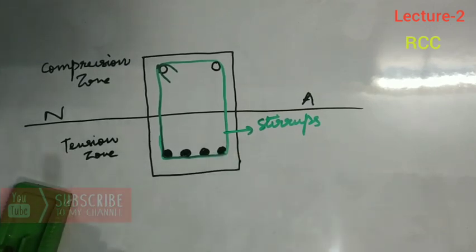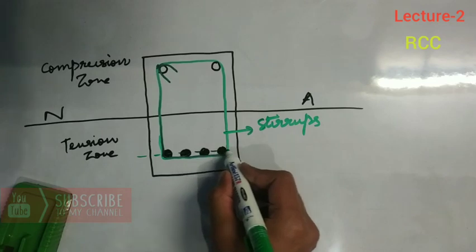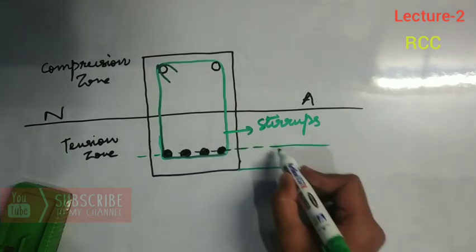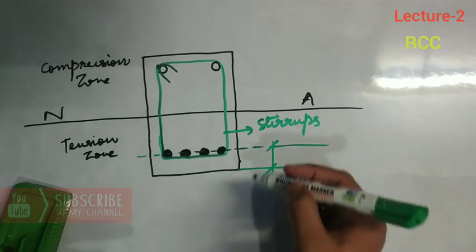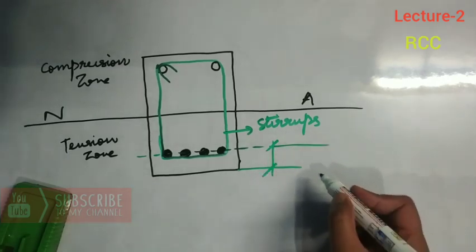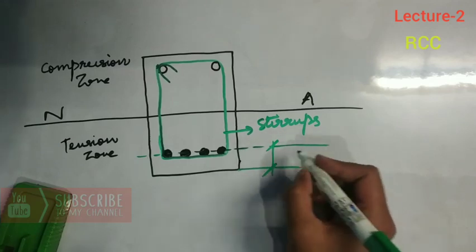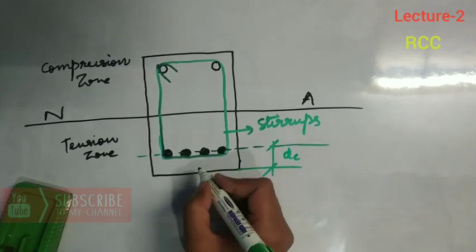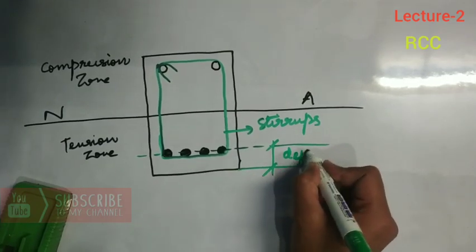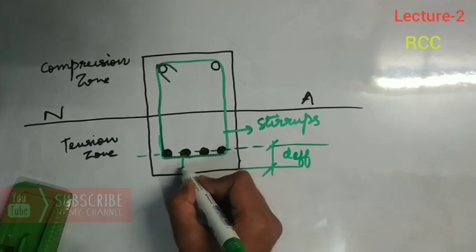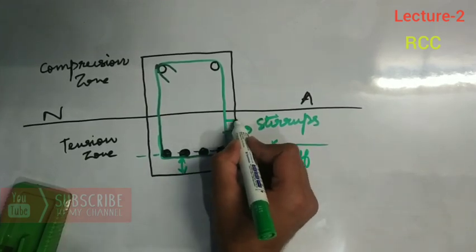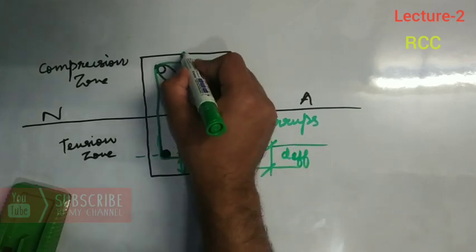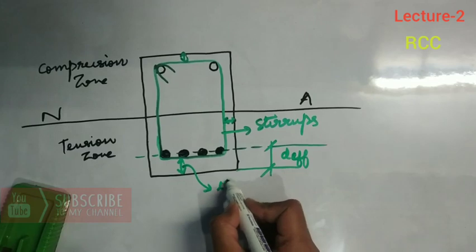Now see, today I'll tell you one more definition or one more term. See, in last lecture we studied about effective cover, that is distance of CG of reinforcement to the bottommost tensile tension face. So let me denote it by DC. Now here comes one more, D effective, DEFF. There is one more term called as clear cover. So this is the clear cover.